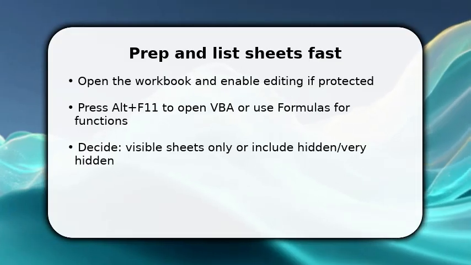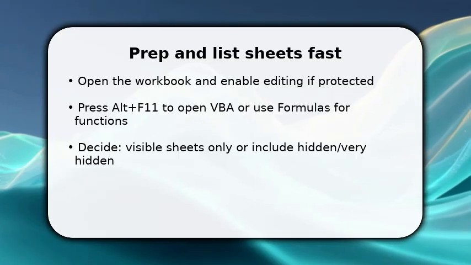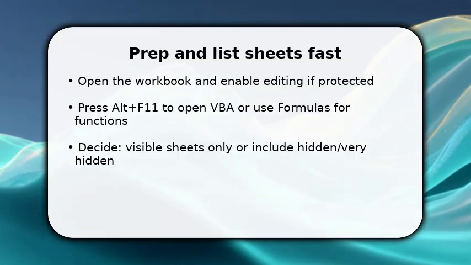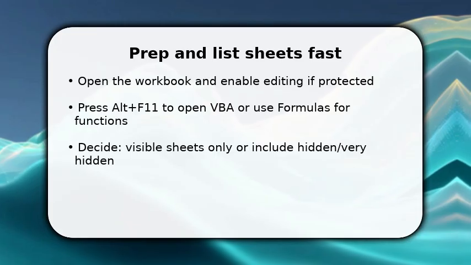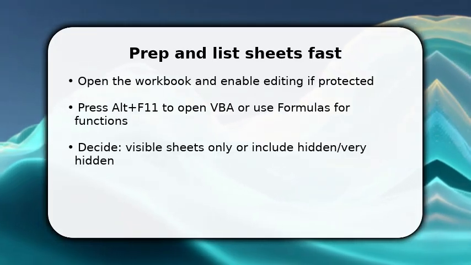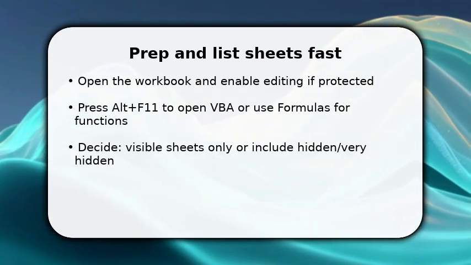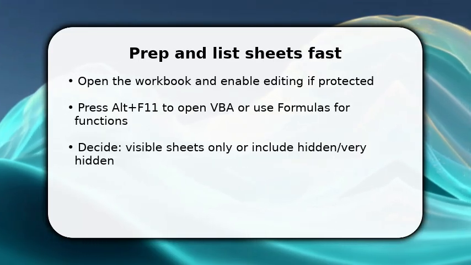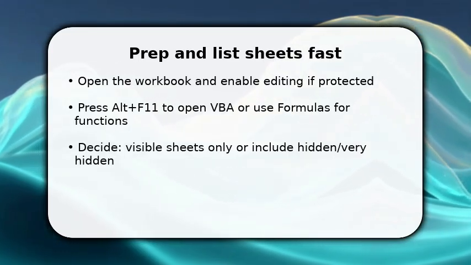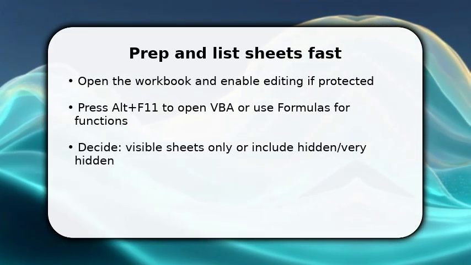You start by opening the workbook and confirming you can edit it. That saves delays. Next, decide whether you need visible sheets only or hidden and very hidden ones as well. Once decided, use the fastest method. If you prefer clicks, add the VBA immediate window, or for formula fans, prepare a sheet index area.